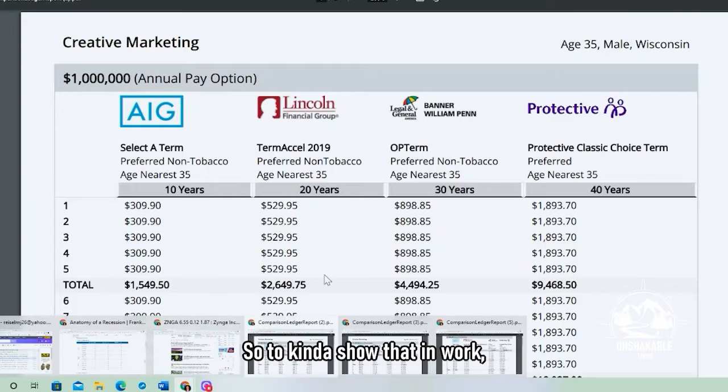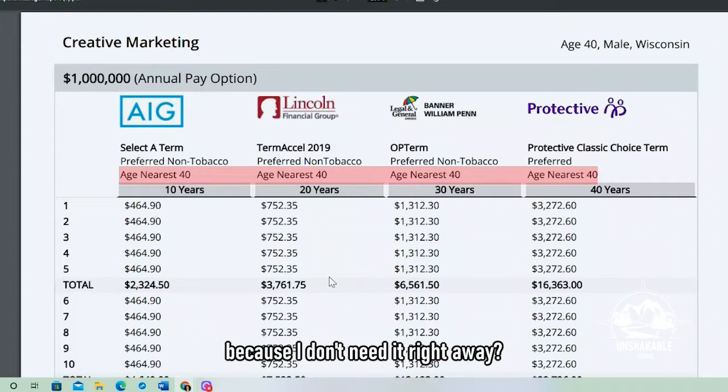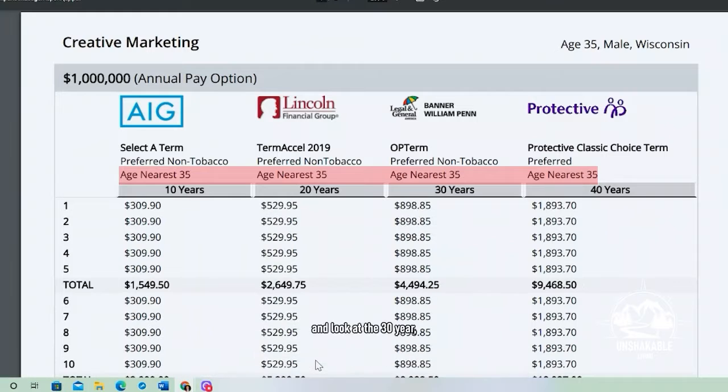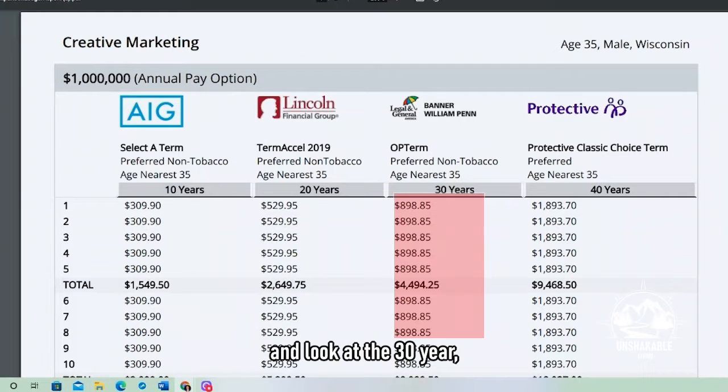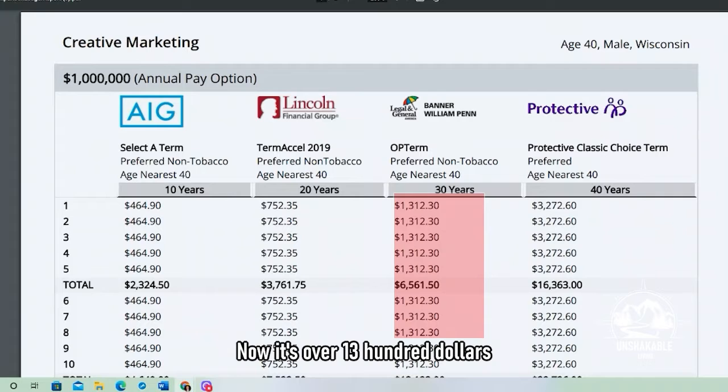So to kind of show that in work, what if you said, hey, I'm just going to wait 5 more years because I don't need it right away. Exact same health, 5 years later, let's do a quick reboot here and look at the 30-year. Roughly $900 on a 35-year-old. 5 years later, same health, but just age-wise, now it's over $1,300.